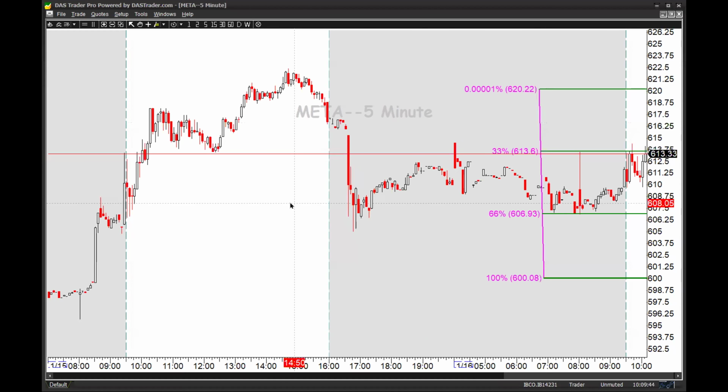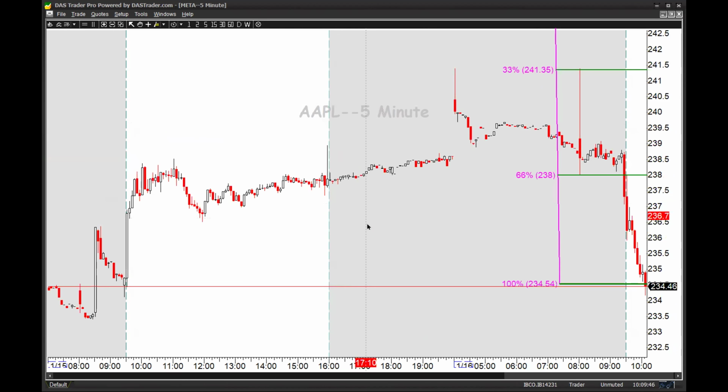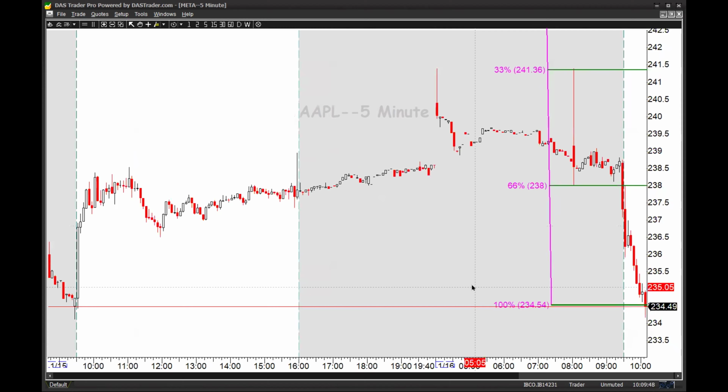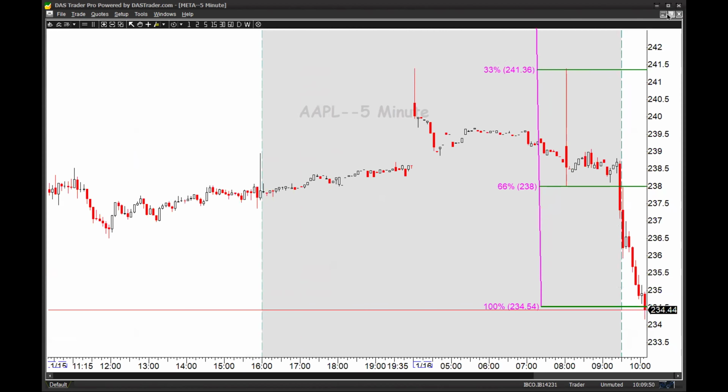It's too much work. What's interesting is everything found strength with Apple. Again, relative weakness, but I've never been able to use that as an indicator.